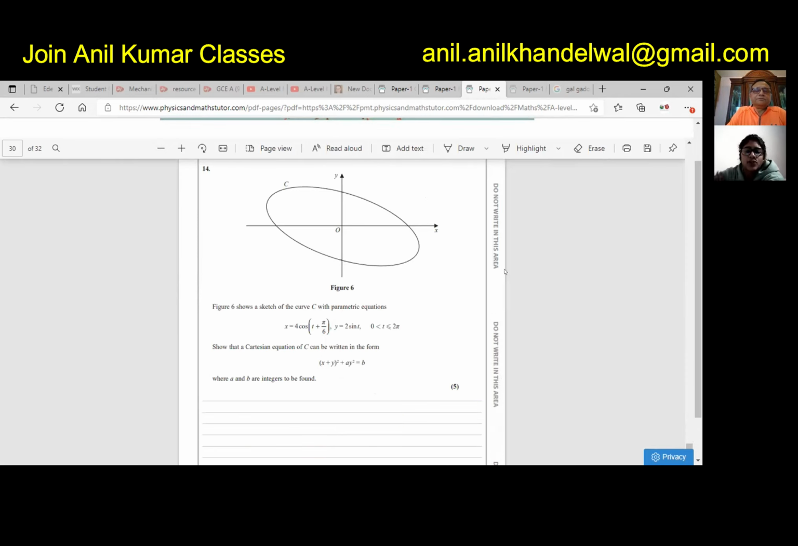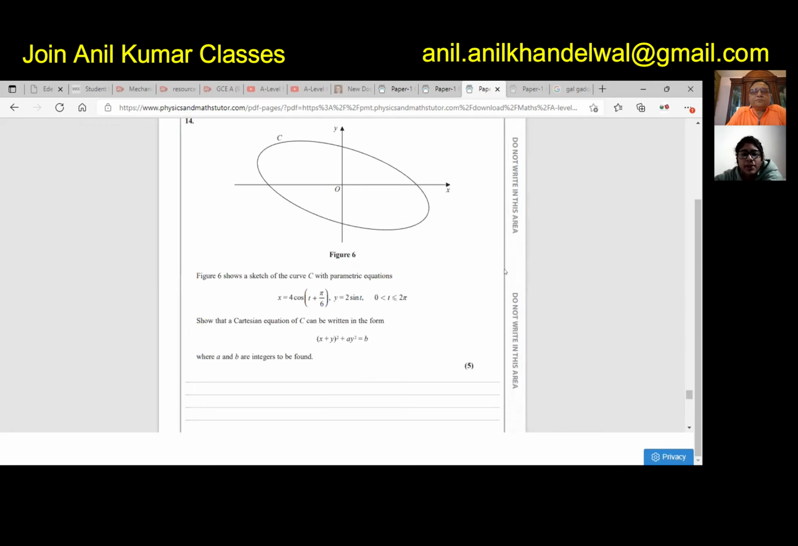So figure 6 shows a sketch of the curve C with parametric equation x equals 4 cos(t plus pi over 6) and y equals 2 sine t. Show that a Cartesian equation of C can be written in the form (x plus y) whole squared plus a y squared equals b, where a and b are integers to be found.